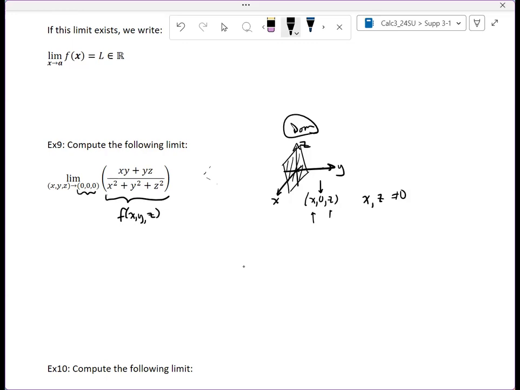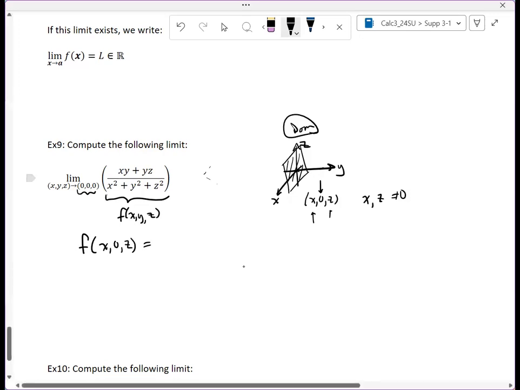Okay, so what does f of x comma 0 comma z look like? Well, that's 0 plus 0 over, very importantly, something non-zero plus 0. That's 0 over a number. That's 0.